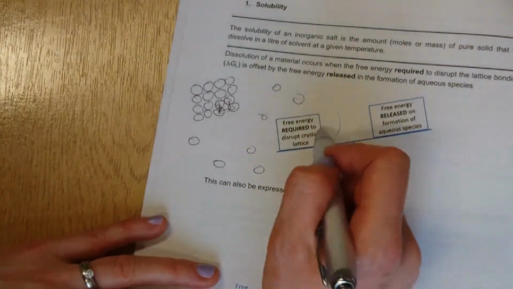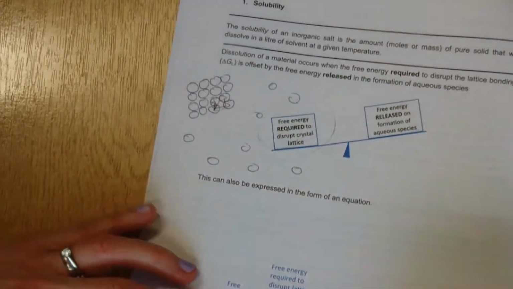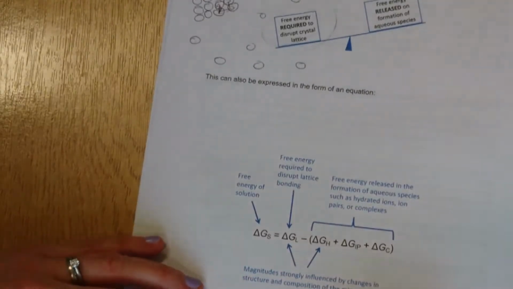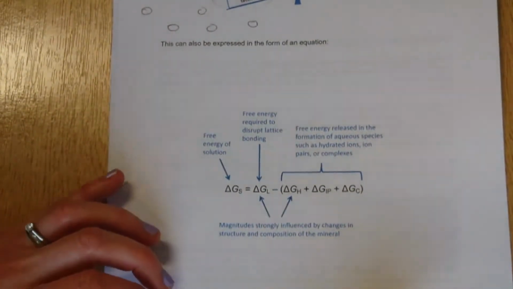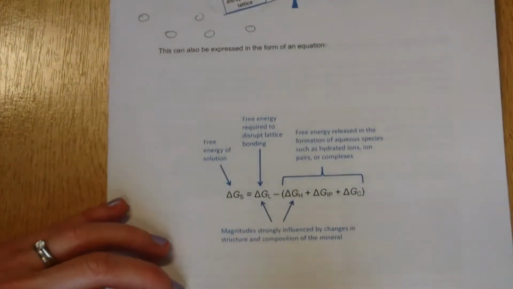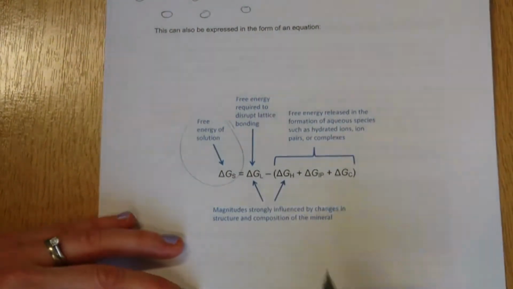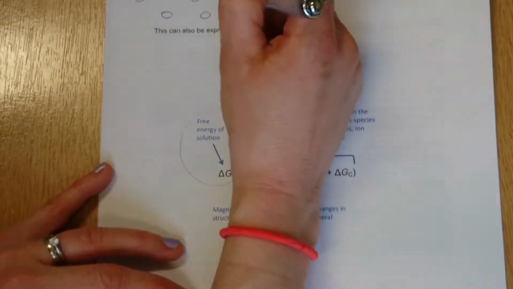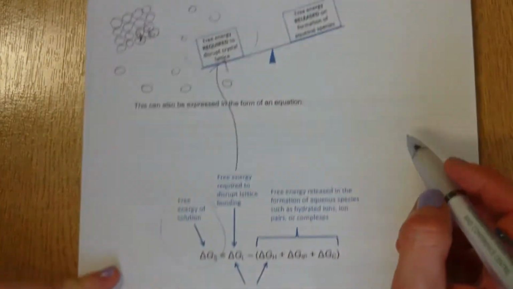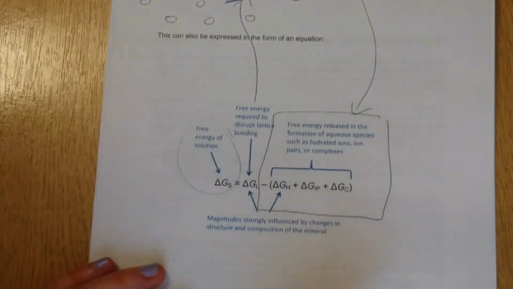So that's a cost of energy, that's energy required. Balanced against that is the energy released in the formation of aqueous species. We can talk about what we mean by aqueous species if we look at this equation below. So we're basically expressing this same seesaw in the form of an equation. We've got our overall free energy of solution, we've got our free energy required to disrupt the lattice bonding, that one links to the one up there, and then the free energy released on formation of aqueous species, what we mean by that is three different things.